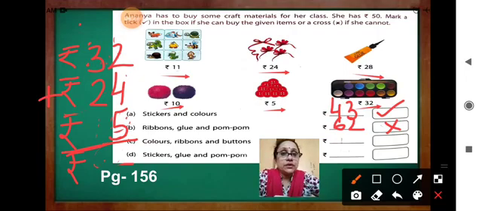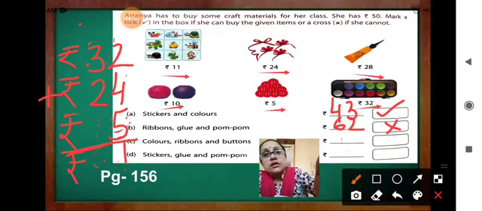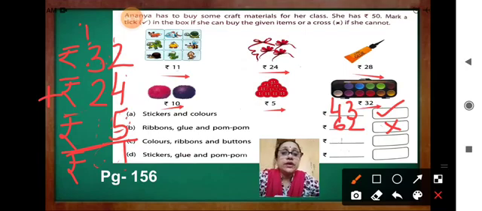2 plus 4, 6. Correct? And 6 plus 5. After adding 6 plus 5, we are getting 11. So, write 1 here. Then, again the 1 will be carried over here. Then 1 plus 3, 4. 4 plus 2, 6. So, your answer is rupees 61.